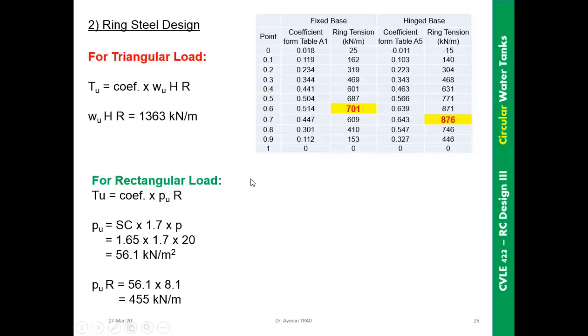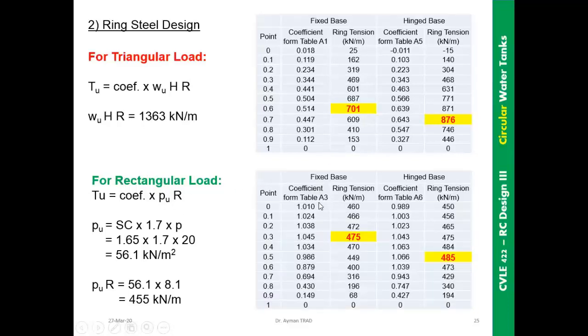Now for the rectangular load هنستخدم other tables وهيكون ال A3 fixed base free top. هناخد ال coefficients for h square over dt equal to 6 times each time 455. And from table A6 هيكون عندنا hinged base free top rectangular load كمان each time times 455. Then we'll have the values for the ring tension in case of fixed base and in case of hinged base for rectangular load distribution and same for triangular load.